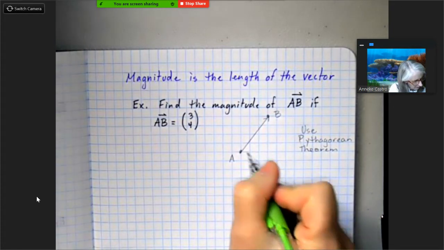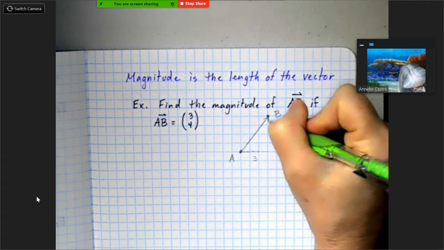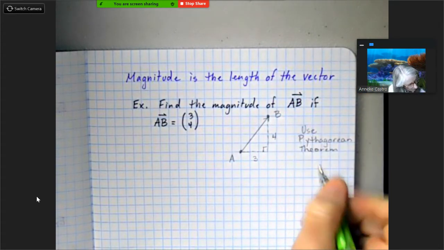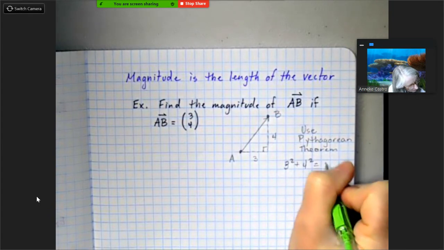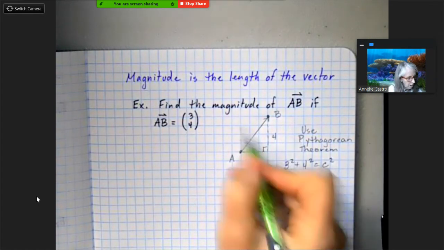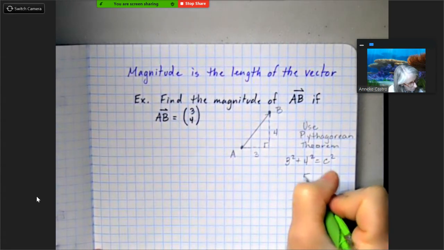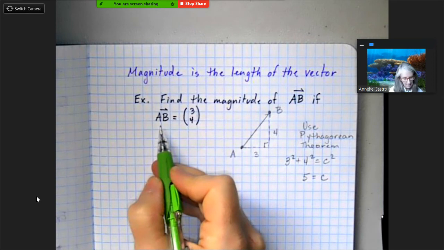So if I went 3 units this way, and I went 4 units up, and notice I have my beautiful right triangle. So I could use the Pythagorean theorem and say 3 squared plus 4 squared is equal to c squared. And you should recognize this as the Pythagorean triple, 3, 4, 5. If you don't believe me, go ahead and do the math. But you'll get that c is equal to 5. Okay, so that means the magnitude of AB is equal to 5.